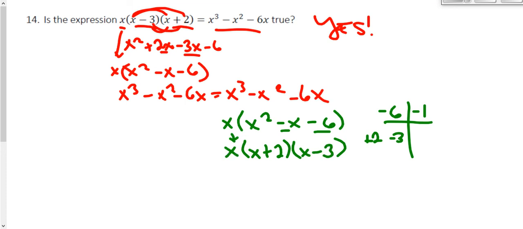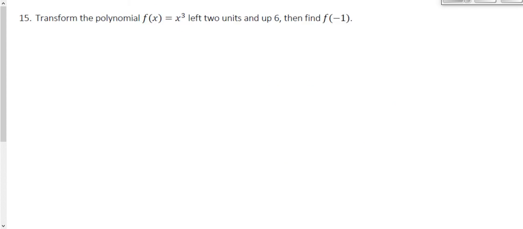All right, one more for this video. We're going to go ahead and take a look at transforming this polynomial and then plugging in a number. Now this has told us which operations to do first. So we are going to do the transformation first, then plug in f of negative 1.